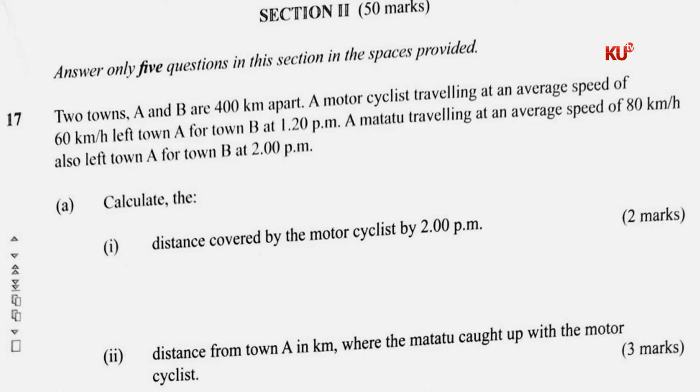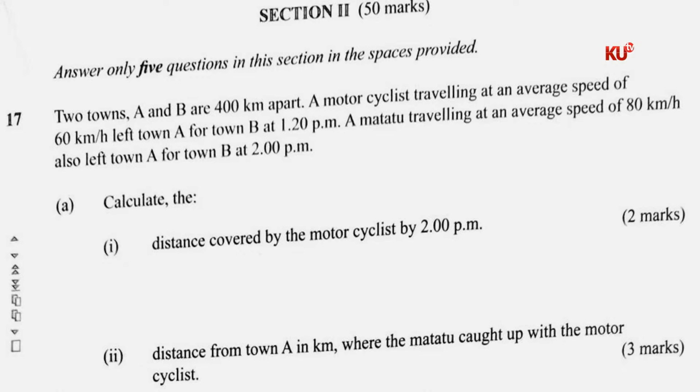So we also have a matatu. This one is for the matatu, moving at 80 kilometers per hour. And this matatu left at 2:00 p.m. So the question is, calculate the distance moved by the motorcyclist by 2 p.m. This cyclist began the journey at 1:20 p.m. So they want by 2 p.m. how far had this cyclist gone?